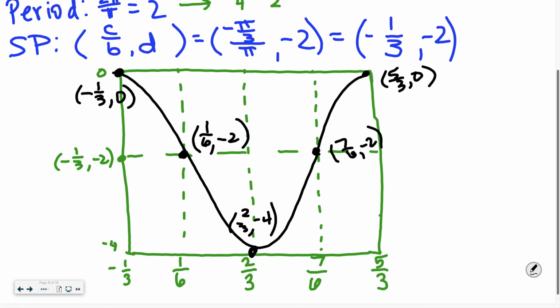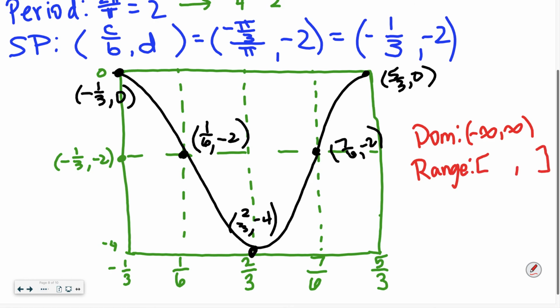Okay. Now, real quick before we break up here, our domain for any sine or cosine curve is going to be all real numbers. It's your range that you're going to have to be careful with. Okay. Our range in this case stretches from negative 4 to 0.